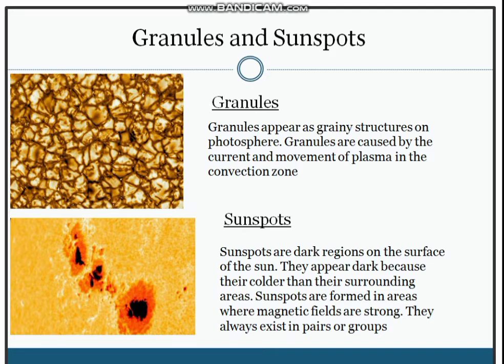Here we have sunspots. Sunspots are dark regions on the surface of the sun. They appear dark because they are colder than the surrounding areas. Sunspots are formed in areas where magnetic fields are strong. They always exist in pairs or groups.